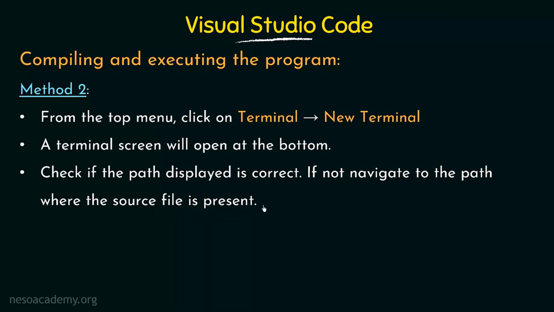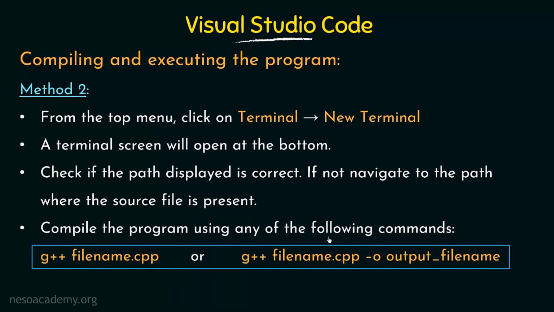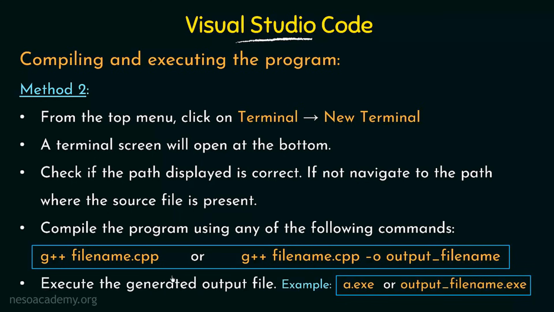So we have to check if the path name that is given is correct or not, and if it is not correct, we have to navigate to the path where the source file is actually present and then compile the program using any of the following commands. You can use the command g++ filename.cpp, or if you want to generate the output file with a custom name of your choice, then we can use this command g++ filename.cpp -o and the output file name that you want.